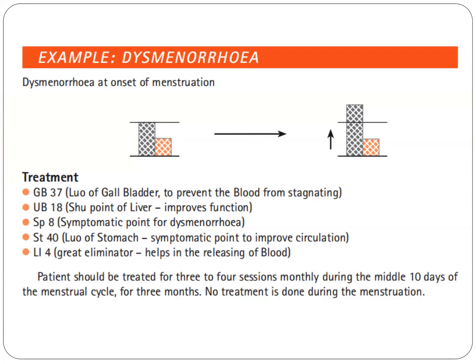Bladder 18, the Back-shu point of the liver, to improve the function. Spleen 8, which is a symptomatic point for dysmenorrhea. Stomach 40, the Luo connecting point of the stomach, which is a symptomatic point to improve circulation. Li4, which is called the great eliminator, helps in the releasing of blood. The patient should be treated for 3 to 4 sessions monthly during the middle 10 days of the menstrual cycle for 3 months. No treatment is done during the menstruation.